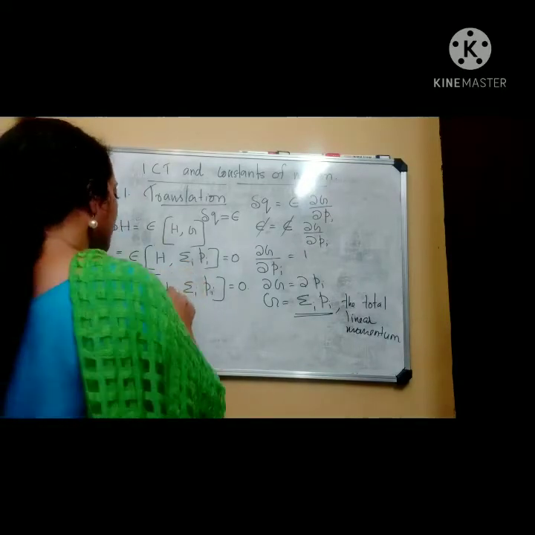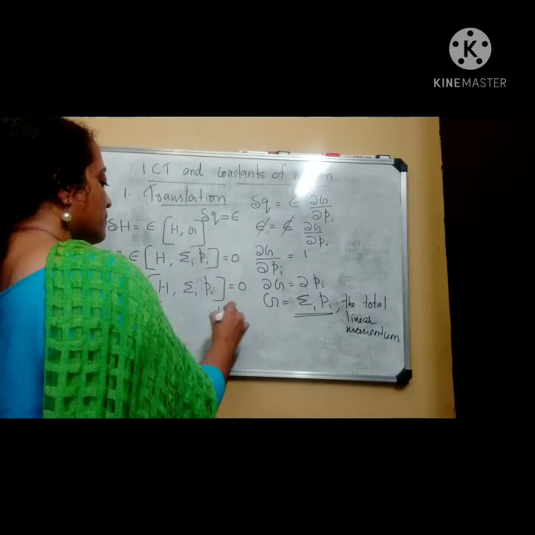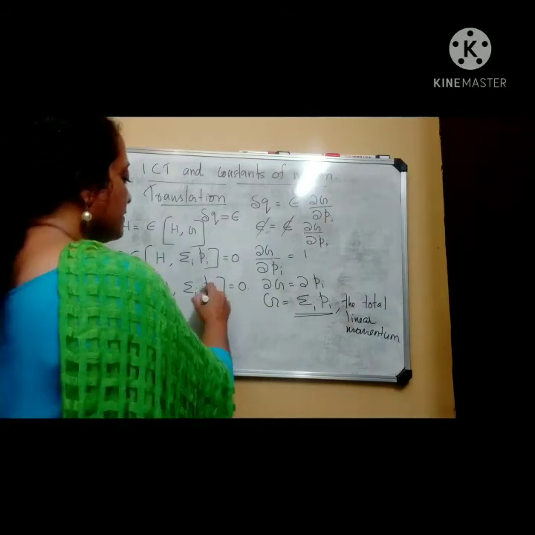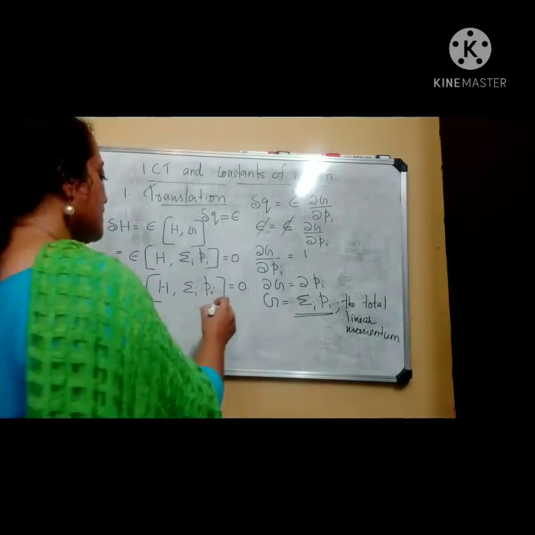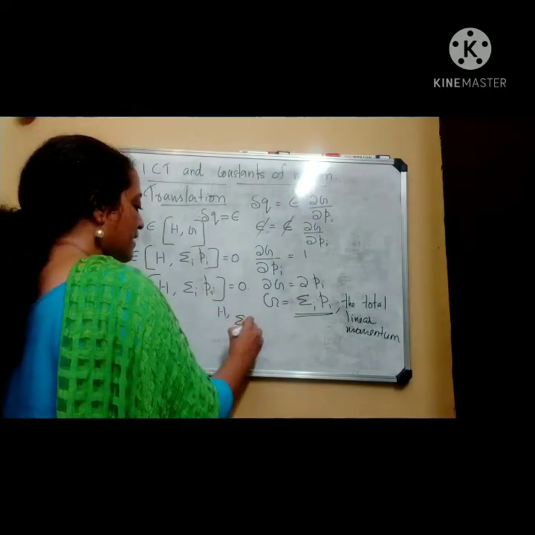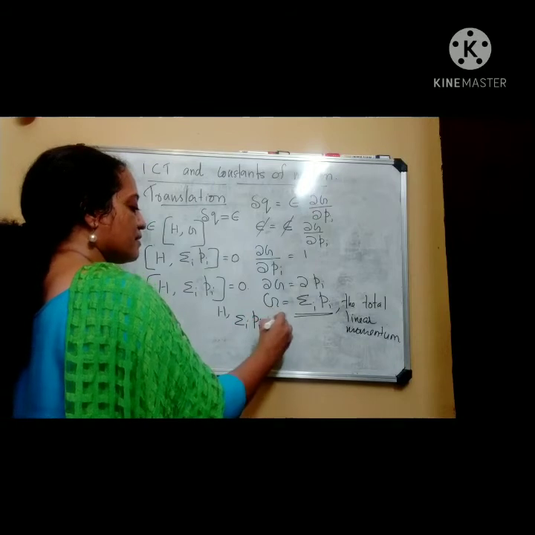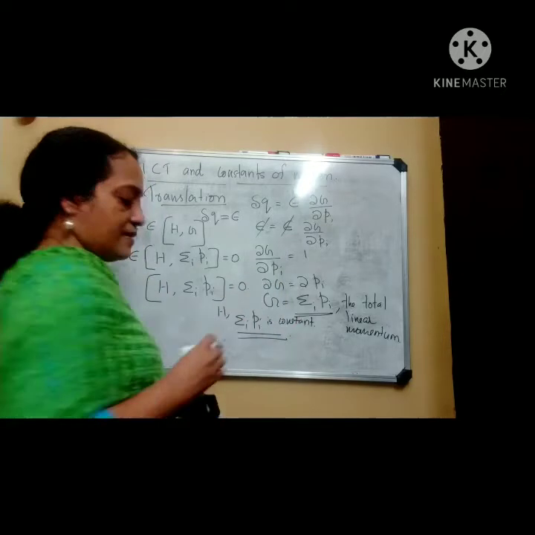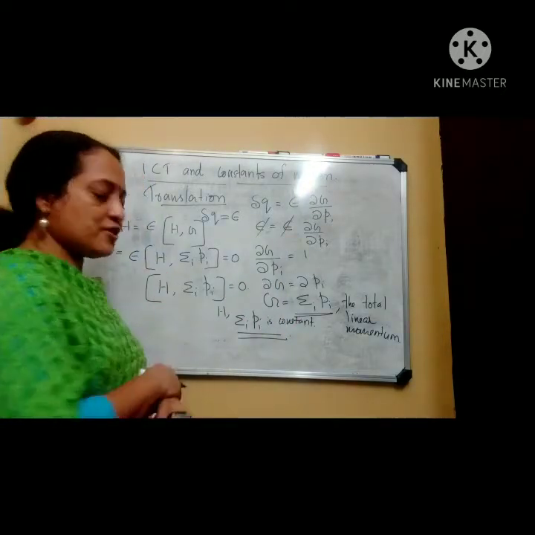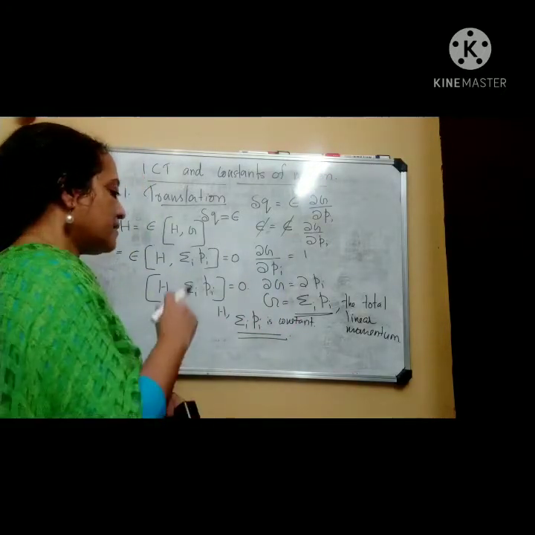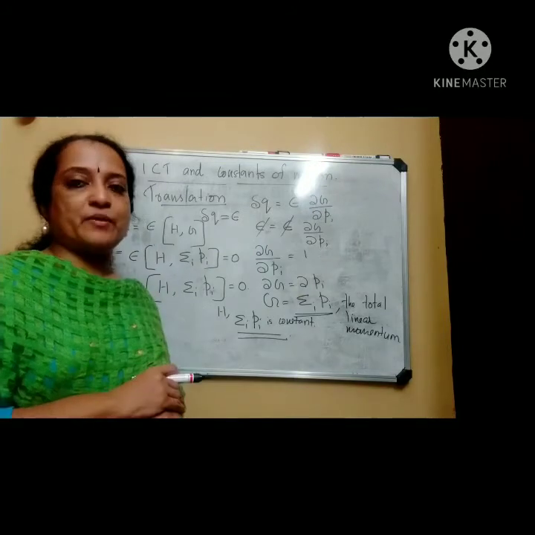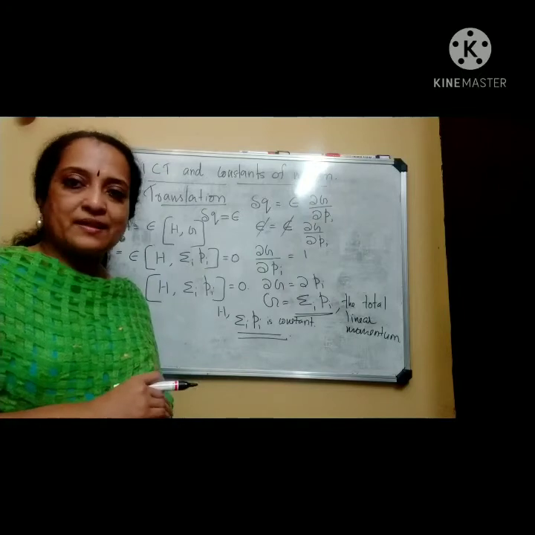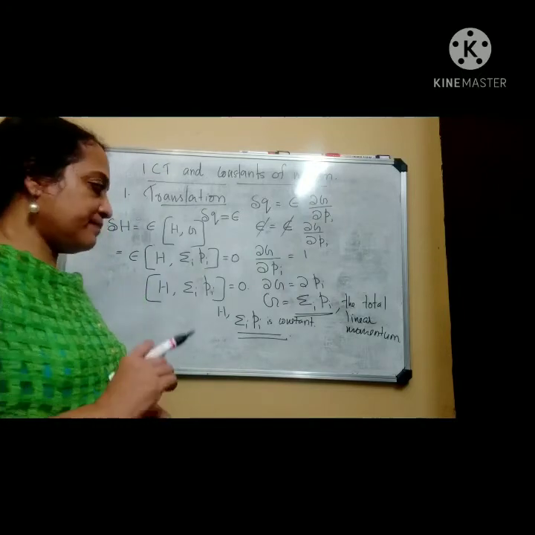That means if the Poisson bracket of H with another function is equal to 0, then this function is a constant of motion. That is, here sigma i Pi is constant, or sigma i Pi is conserved. So for translation under ICT, the generating function is the total linear momentum, and the total linear momentum is conserved, or it is a constant of motion.